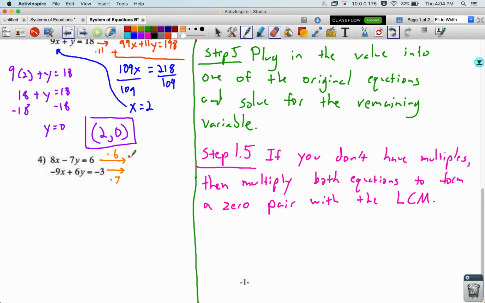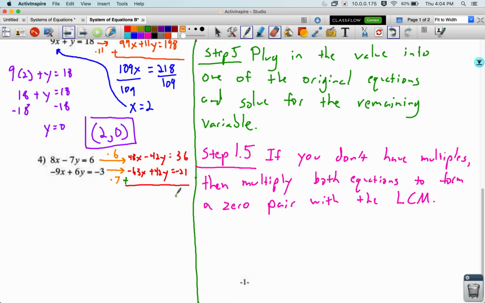All right, let's see what we get. We get 48x minus 42y equals 36. And multiplying everything in this by the 7. Negative 63x plus 42y, there's my 0 pair, equals negative 21. All right, and then I can just follow steps 2 through 5 on my way out here.